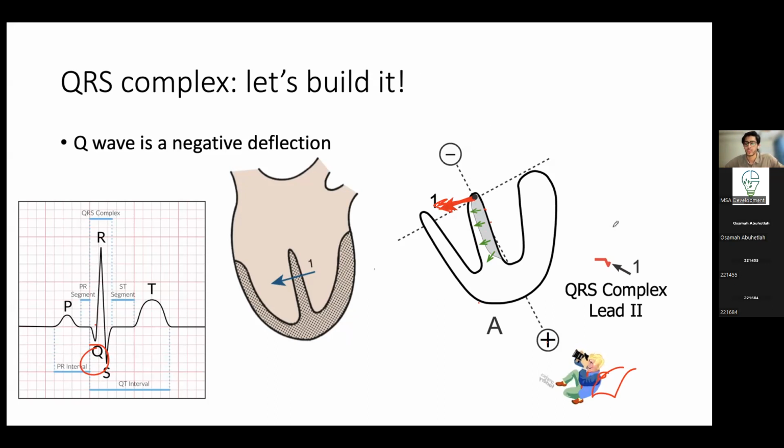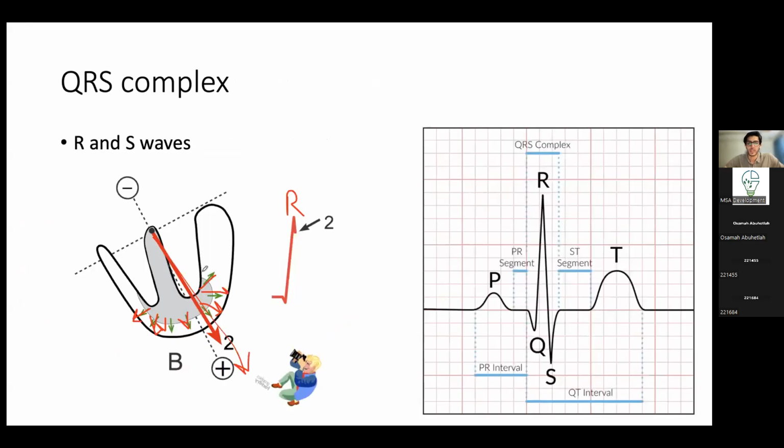Excellent. Now let's talk about R and S, all right? So what's happening is this: we've now depolarized the interventricular septum. Now the wave of depolarization is going to spread to the rest of the ventricle. As it spreads through the ventricle, it's going to spread from the endocardium to the epicardium, right? And if we add up those waves of depolarization, we find that in the initial stages, they're going to point downwards towards the positive electrode of lead 2.